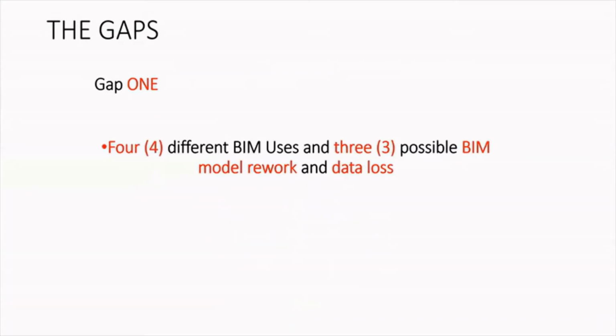Okay, so to summarize what gap 1 is, basically 4 different BIM uses take place, and then you could have 3 possible BIM model reworks, which could lead to data loss.